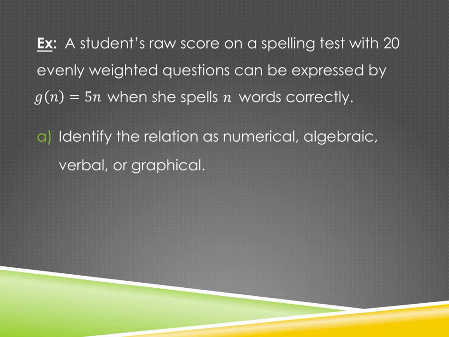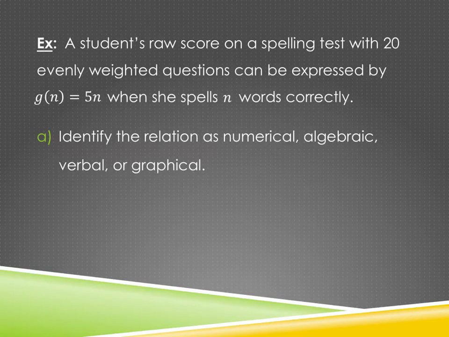All right, so we're going to do an example, because that was a lot of just writing. So I'll give you a chance to write this information down. I'll read it to you, of course, and then we'll do several questions related to this problem. A student's raw score on a spelling test with 20 evenly weighted questions can be expressed by G of n equals 5n when she spells n words correctly.